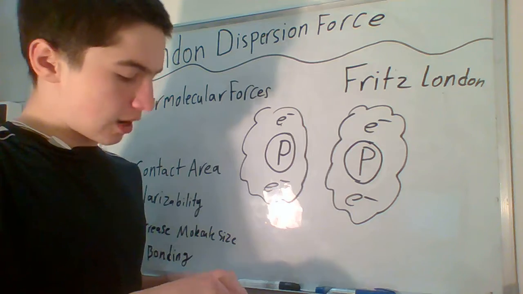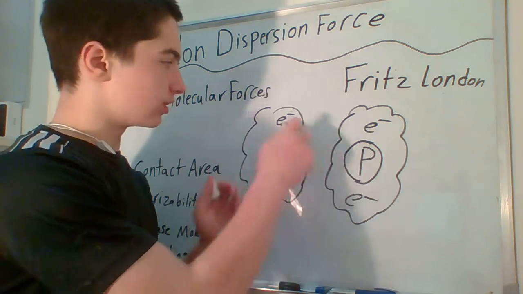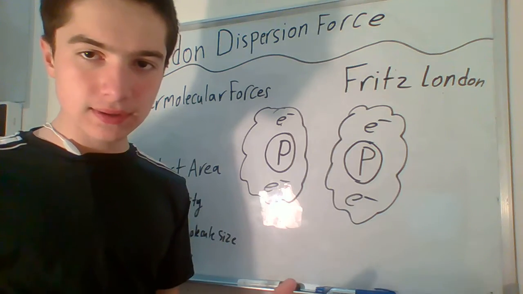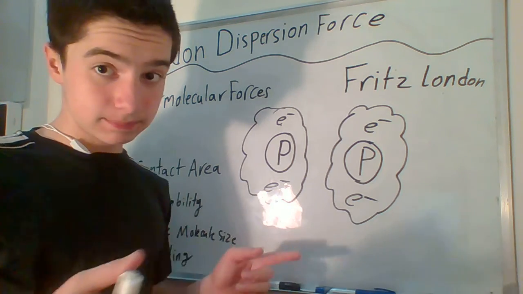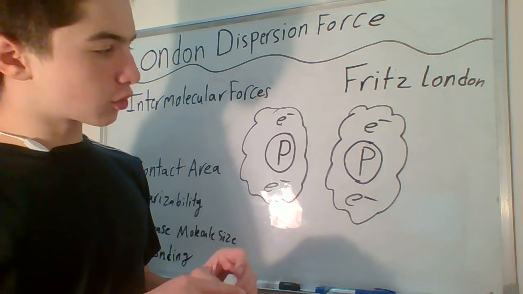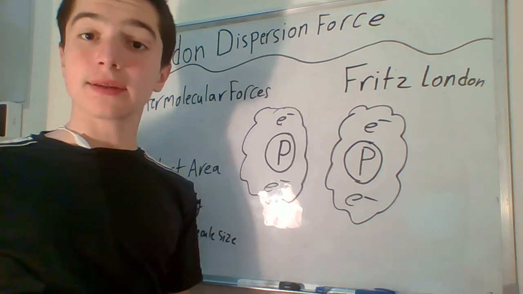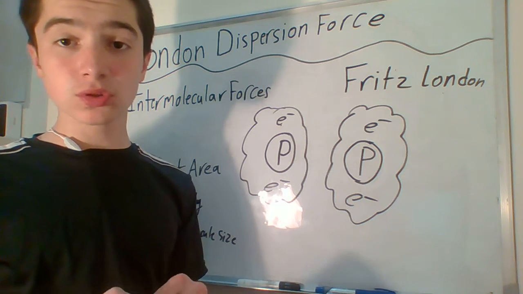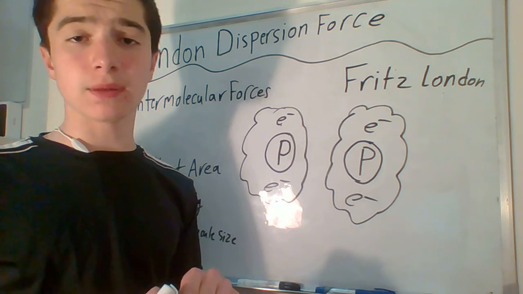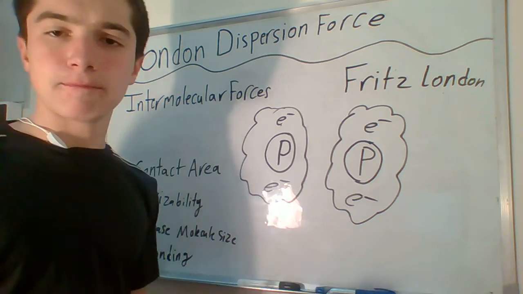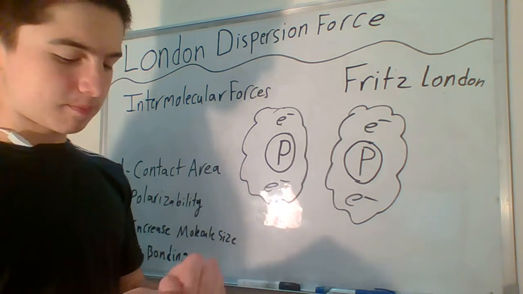So we cool them down and they get closer to each other. Now what happens is that there's a force that will connect them. It will hold them. So that force is known as the London dispersion force. But at the same time, we're going to have a temporary dipole-dipole. So let's talk about first the London dispersion force.